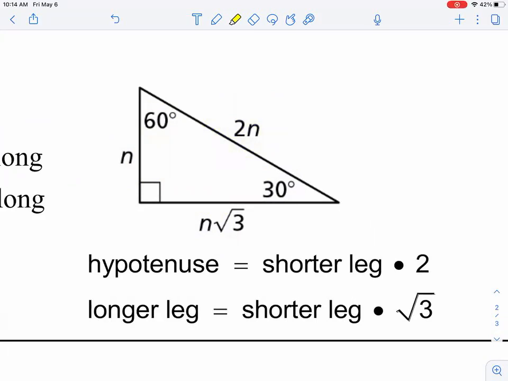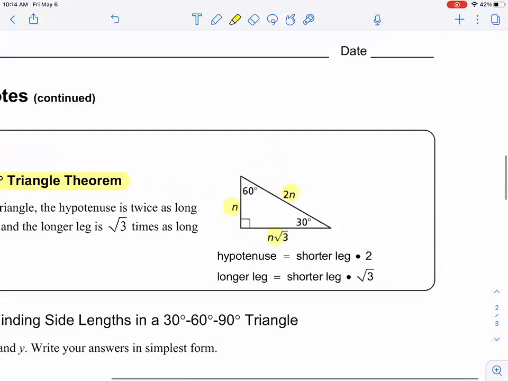And the relation is that the short leg is always half the hypotenuse. Those two are kind of the easy ones to work with. The short leg is always half the hypotenuse, or the hypotenuse is twice the short leg, however you want to look at that. And then the longer leg is the short leg times the square root of 3. Okay, so I usually suggest finding the short leg and the hypotenuse first, if you can. And then the long leg is the short leg times the square root of 3.